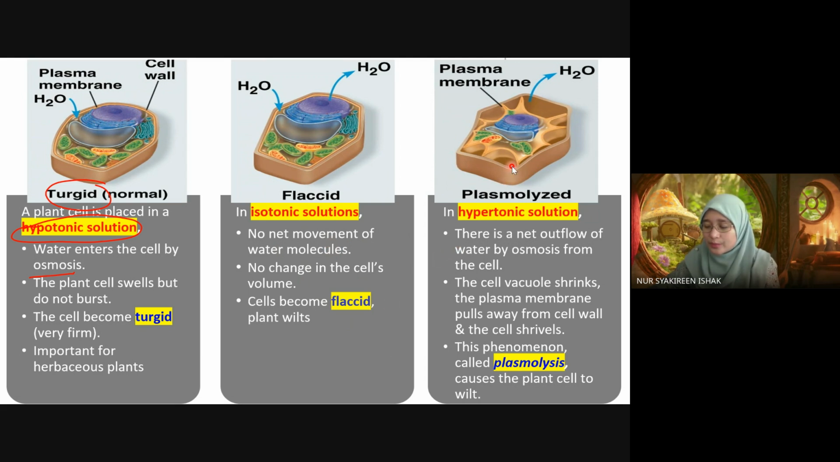And then if you immerse the plant cell in hypertonic solution, it can lead to the plant cell being plasmolysed. So there is a net outflow of water by osmosis from inside to the outside of the cell. So the cell vacuole shrinks, okay? The plasma membrane pulls away from the cell wall and the cell shrivels. So this phenomenon, we call it plasmolysis, causing the cell to wilt even more, okay? So this is for plant cell if you immerse in three different types of solutions.